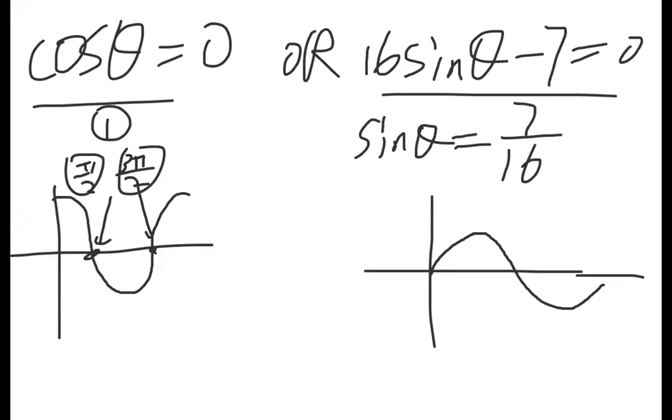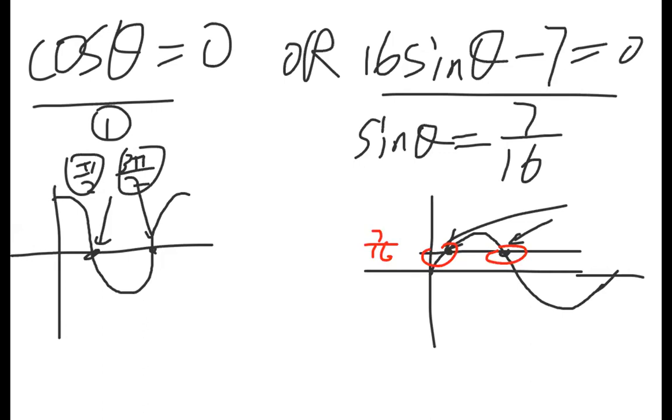So in this case, when you graph sine theta, there are two intersections, here and here, when you have 7 over 16, right?